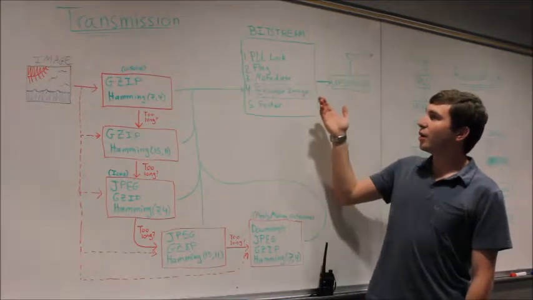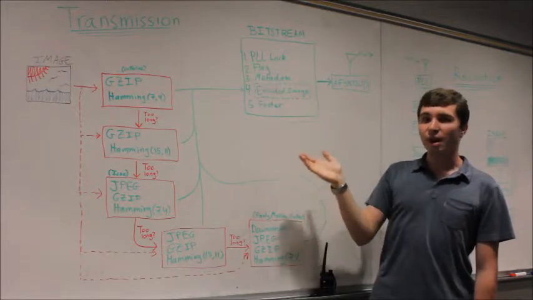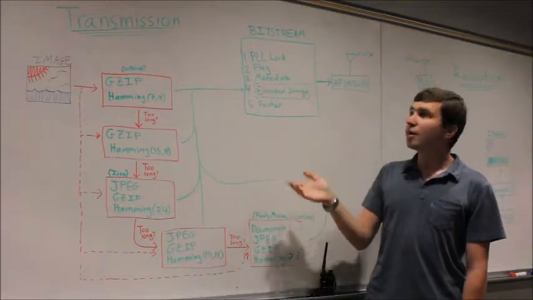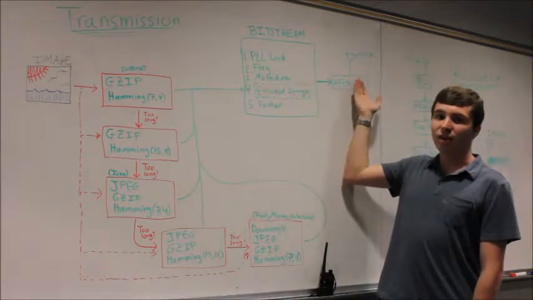We then put it into a bit stream by adding a PLL lock, a flag, some metadata to describe which compression strategy was used, and then a footer. We then modulate all of this data with AFSK 1200 and then send it over radio.